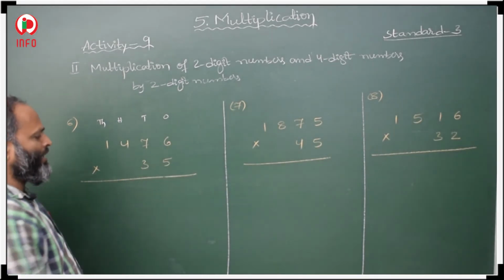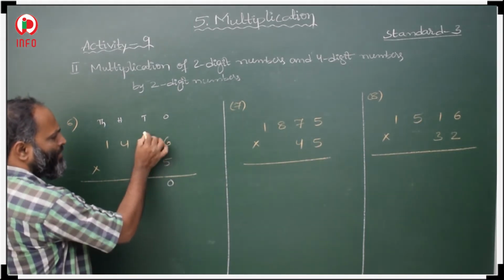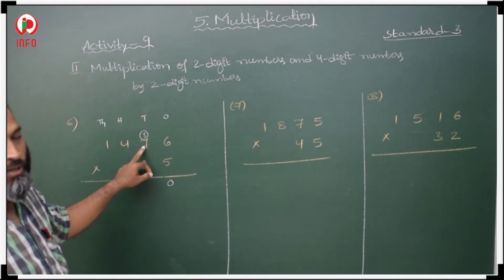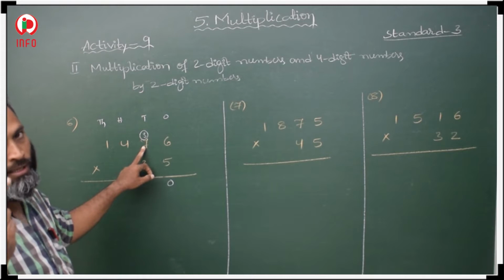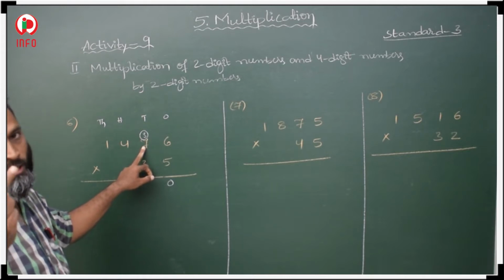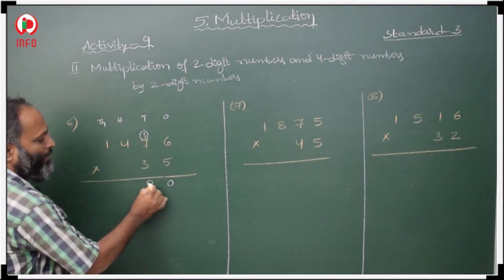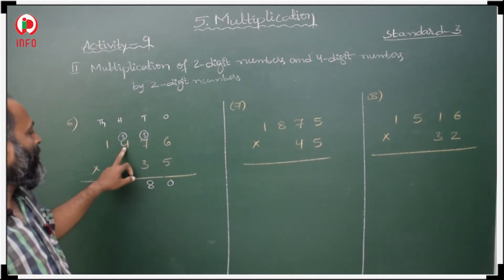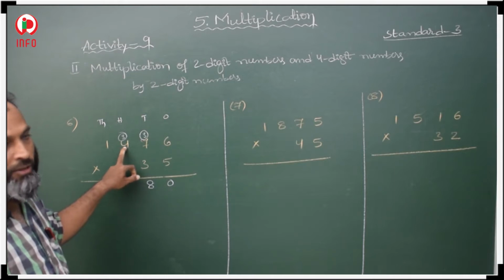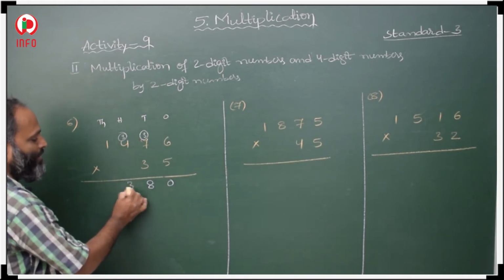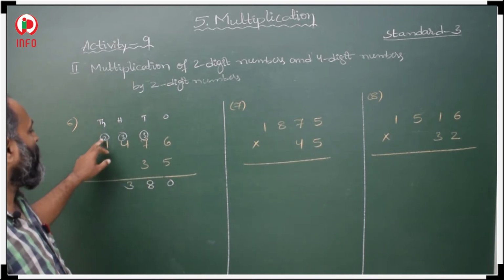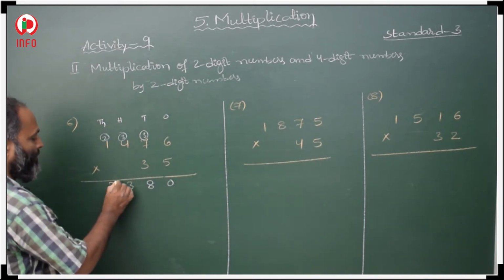5 sixes are 30. 30 means 0 ones, 3 tens. 5 sevens are 35, plus 3, 38. 38 means 8 tens, 3 hundreds. 5 fours are 20. 20 plus 3, 23. 23 means 3 hundreds and 2 thousands. 5 ones are 5. 5 plus 2, 7.